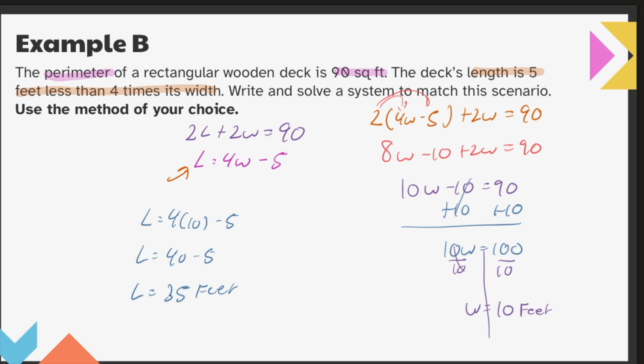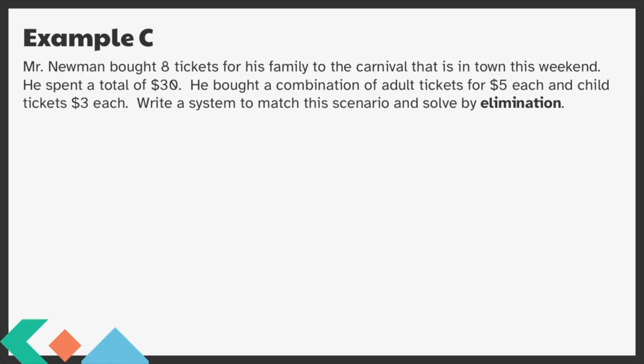Let's go on to example C. So here we are at example C, and it says Mr. Newman bought 8 tickets for his family to go to the carnival, so that's important information. He spent a total of $30, again, important information. He bought a combination of adult tickets for $5 each and child tickets for $3 each, so again, important information. And this time we have to solve using elimination. So that's important because we have to use the method they tell us.